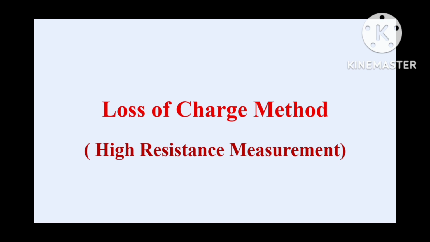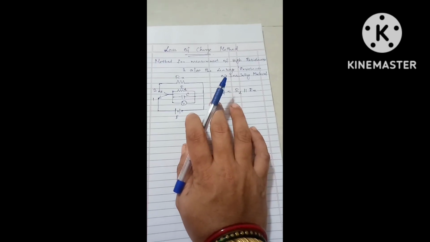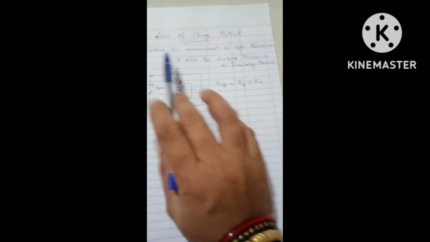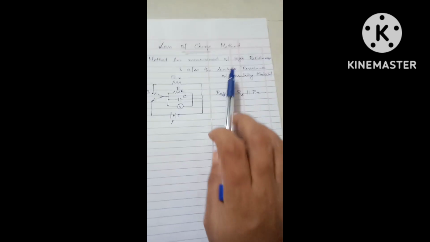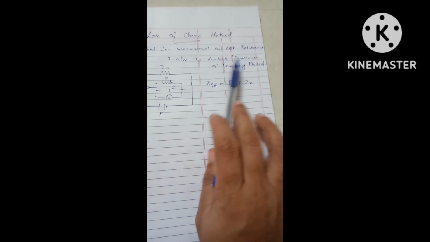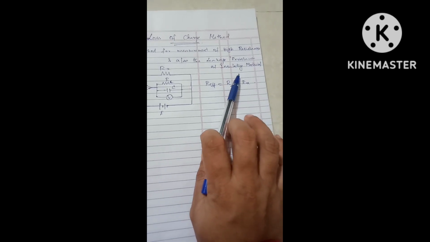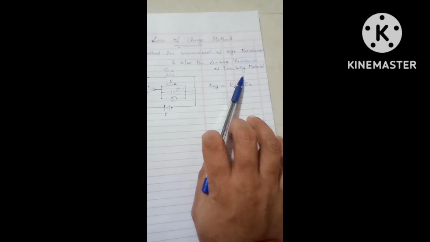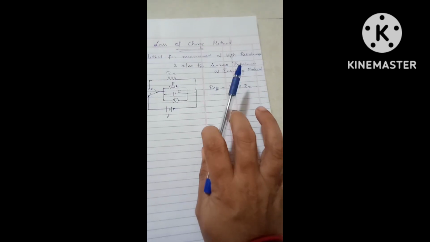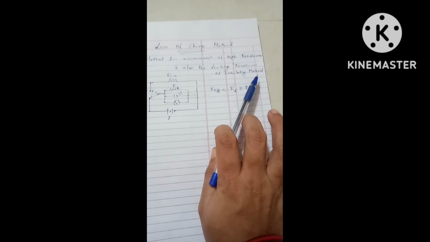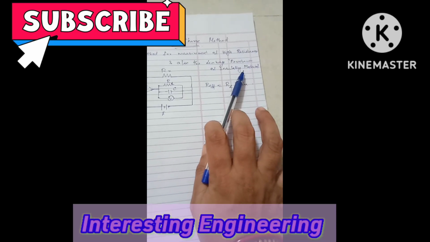Today let's discuss the loss of charge method, which is a method meant for measuring high resistance values. This is a method meant for measuring high values of resistance and is also used for measurement of leakage resistance of insulating materials and cables. So in this method, we are going to measure the high resistance value as well as the leakage resistances.